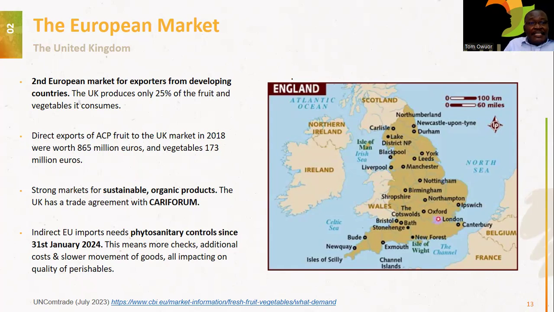Looking back, direct exports of ACP fruit to the UK market in 2018 were worth 865 million euros, and vegetables were at 173 million euros. These are quite significant numbers that one needs to take very seriously.